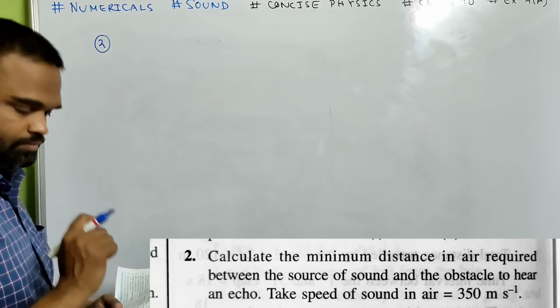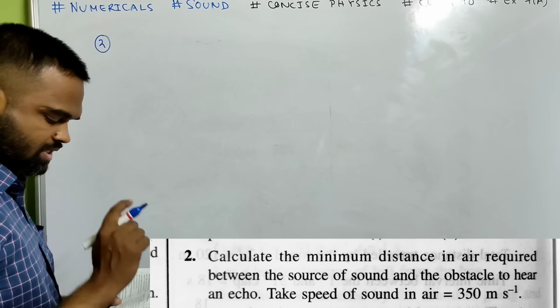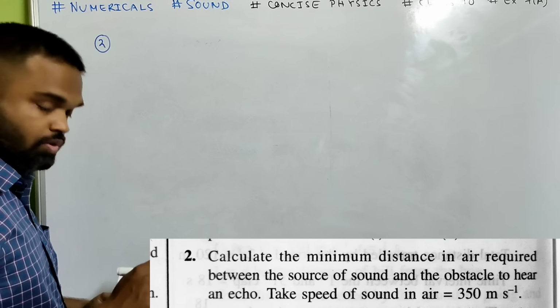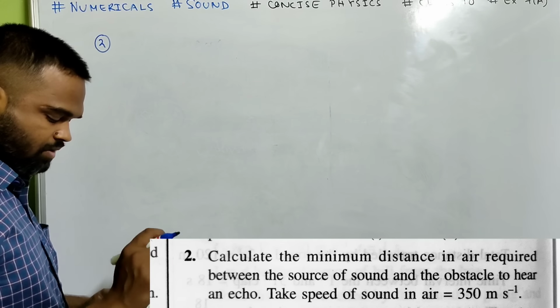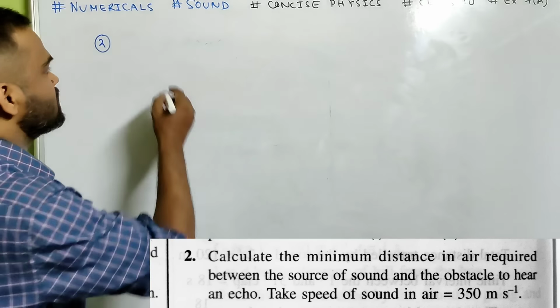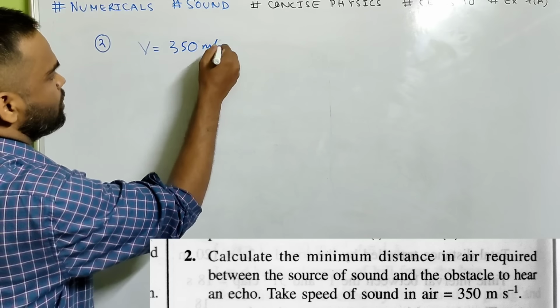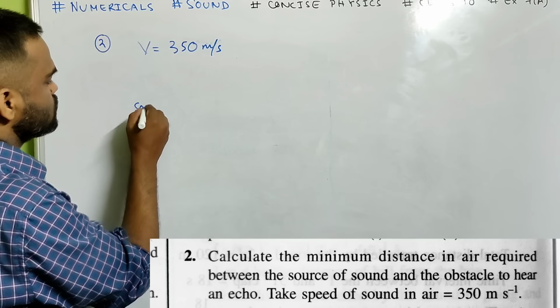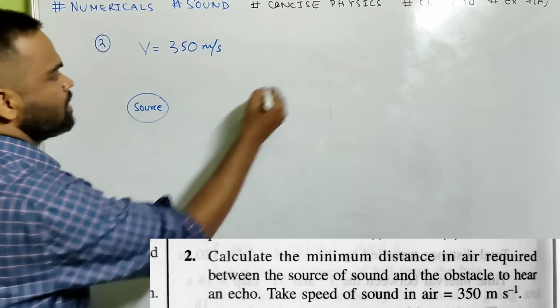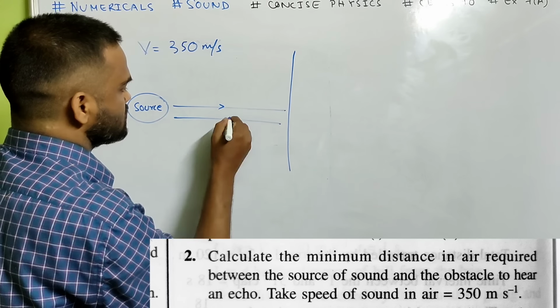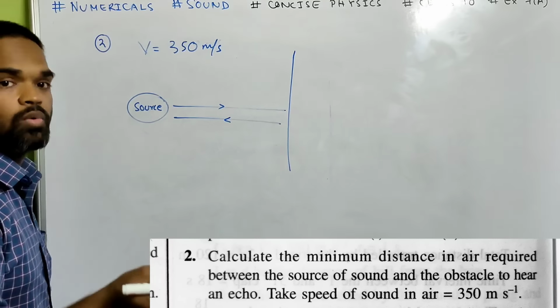Now let us do number 2. Now look at number 2. Calculate the minimum distance in air required between the source of sound and the obstacle to hear an echo. Take speed of sound in air as 350 meter per second. So the speed of sound in air they have given as 350 meter per second. Suppose this is your source. Okay. This is the obstacle. Then what should be the minimum distance to hear an echo?